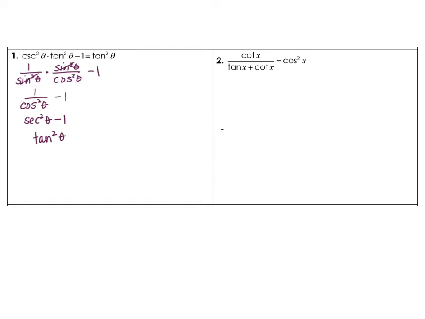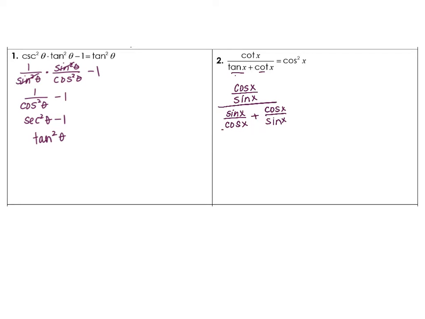All right, number 2. Number 2 kind of looks like we can decompose that fraction, but we really can't because there's 2 terms in the denominator instead of 1. So we're going to have to probably go change everything to sine and cosine and build this ridiculous looking fraction. So cotangent, that's going to be cosine x over sine x. And then all of that gobbledygook, we're going to change tangent to sine x over cosine x plus cosine x over sine x.